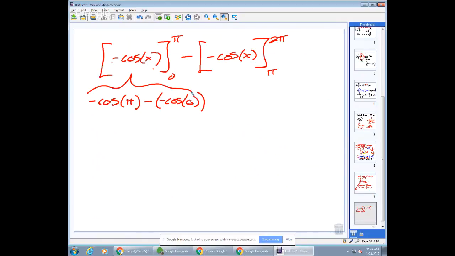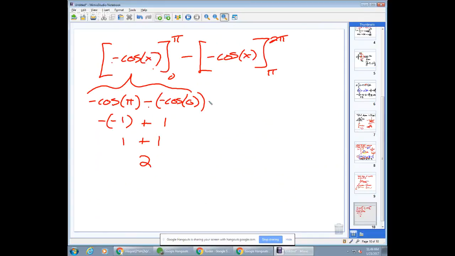Cosine of pi is -1. I want the opposite of that, which is 1. Here I have subtracting a negative, which is plus. Cosine of 0 is 1. 1 plus 1 is 2. So I just found the area of the first hump is 2. We're going to double check that the next hump has the same.